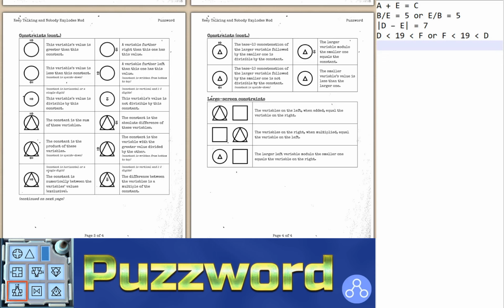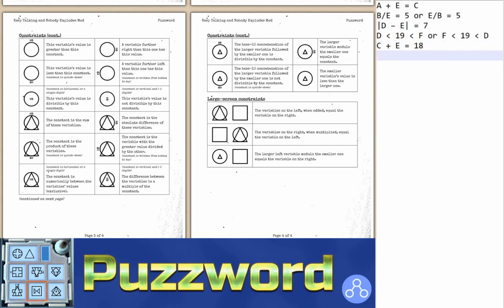Next, we have an up-pointing triangle, which by now we know is Charlie, the cross is echo, and the number on top is 1, 0, 2. So that's 16 plus 2, that is an 18. So what does that mean? The constant is the sum of these variables. It's just that. Charlie plus echo is 18.